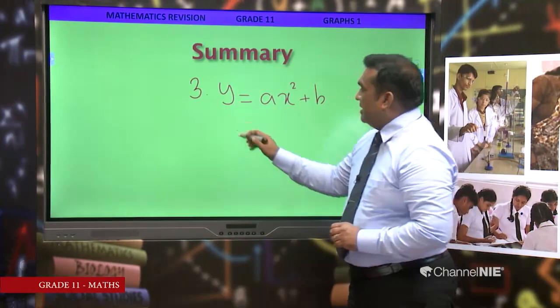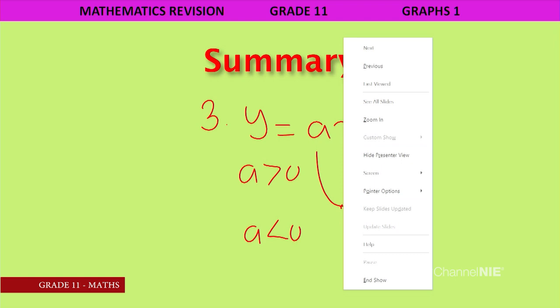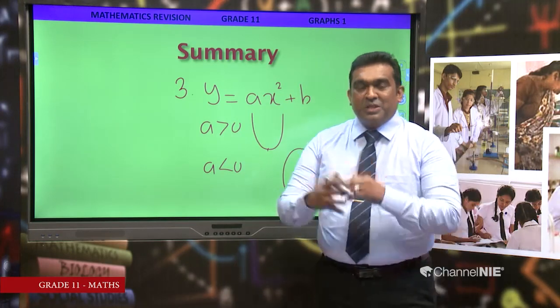Here also there are two cases. When a is greater than 0, you have a minimum curve like this. When a is less than 0, you have a maximum curve, right. This is the minimum or maximum value. How to define the minimum value? Minimum value means the y coordinate of the lowest point. Maximum value means the y coordinate of the highest point, right? This is our third topic. It means the final part of the lesson.